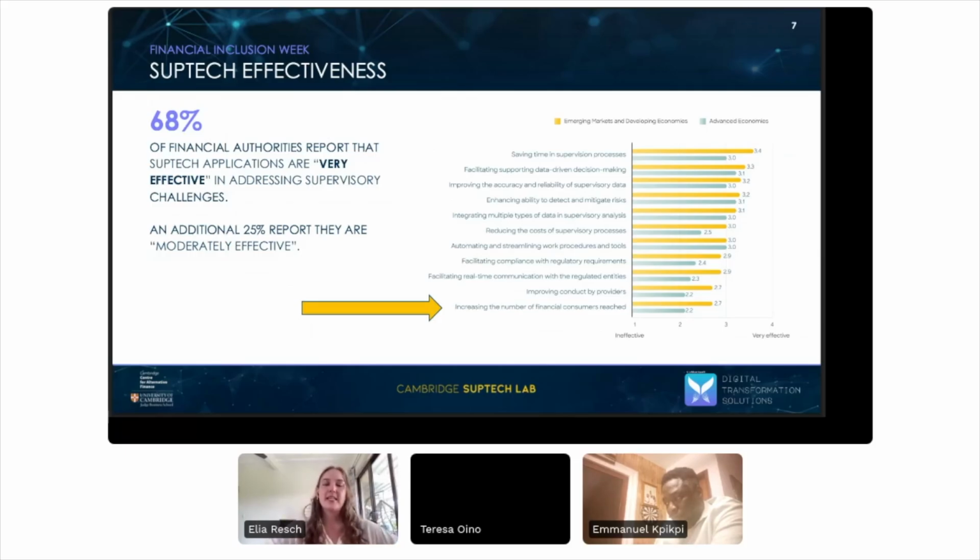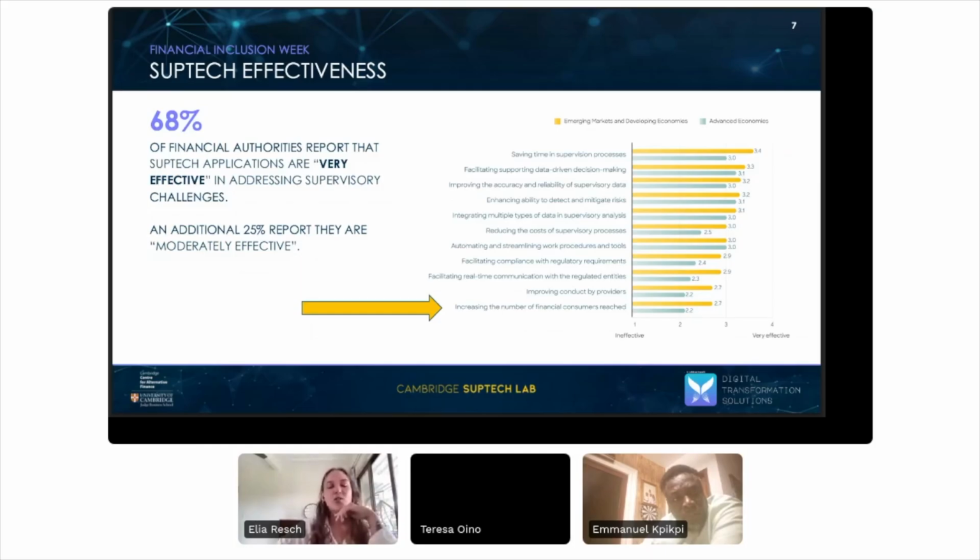68% of supervisors say that their SupTech applications are very effective, and another 25% say that they're moderately effective. So that's more than 9 in 10 authorities that are really seeing the benefits from it. The benefits go beyond efficiency. Many report better risk detection, more reliable data, and faster decision making.